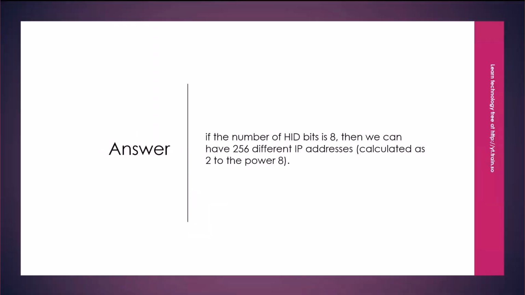Okay, if the number of HID bits is 8, then we can have 256 different IP addresses, calculated as 2 to the power 8. Then you might be asking why 255 earlier. That was because we start from 0.